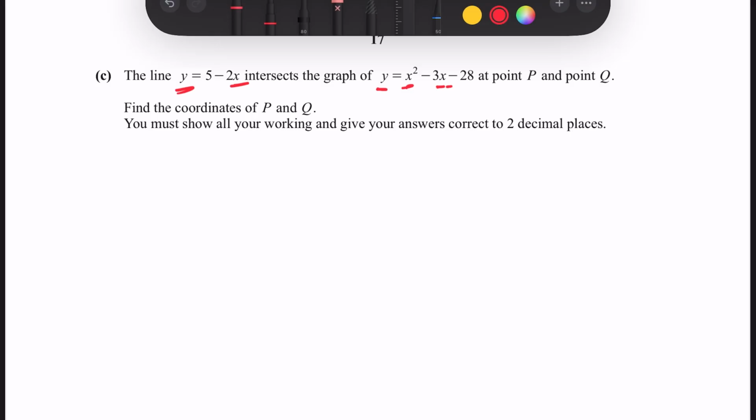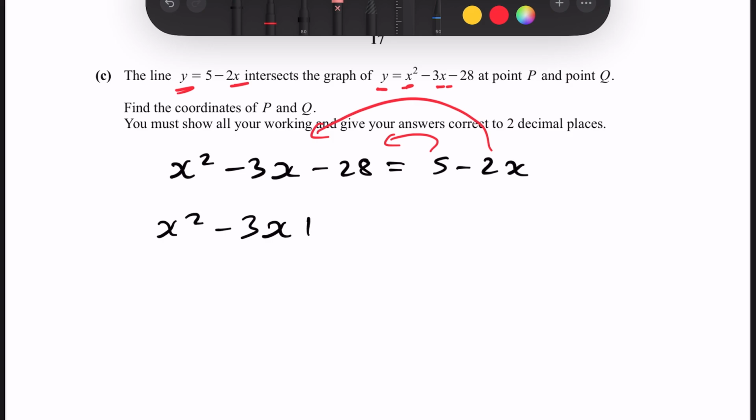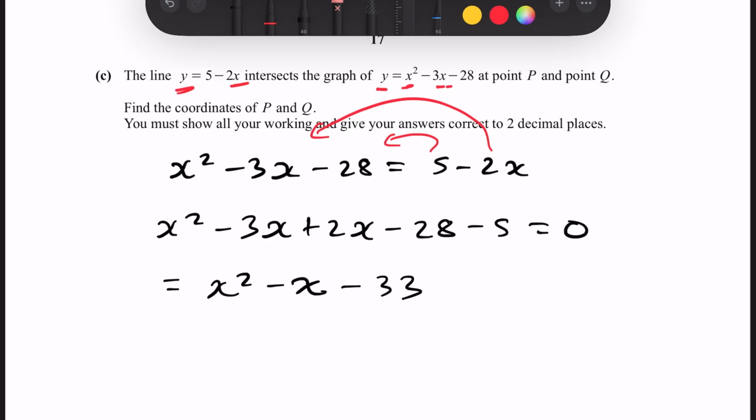So to get this, let's first assume that x squared minus 3x minus 28 is equal to 5 minus 2x. This equation essentially is true for points P and Q. So the x coordinates and the y coordinates of P and Q would both satisfy this equation. So if we move 5 and minus 2x to the other side, we get x squared minus 3x plus 2x minus 28 minus 5 is equal to 0. This is equal to x squared minus x minus 33 is equal to 0.